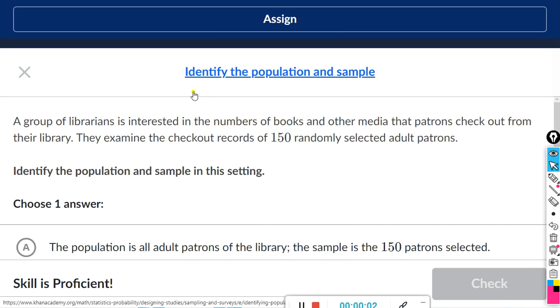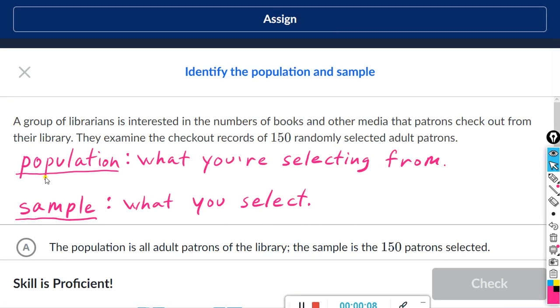This will be for the con assignment. Identify the population and sample. So the population is basically what you're selecting from. It's like the group of people from which you're getting your sample. Okay, and the sample would be what you actually select, or the people that you actually survey.